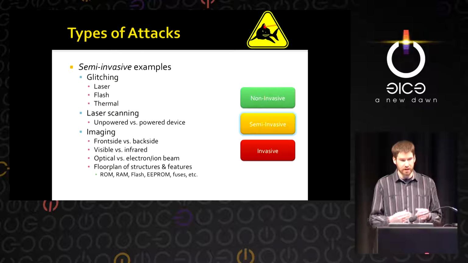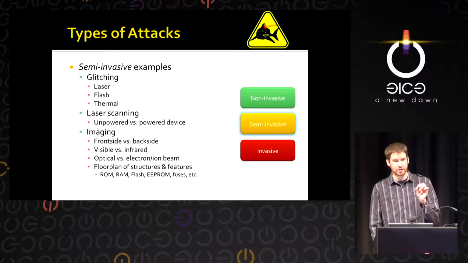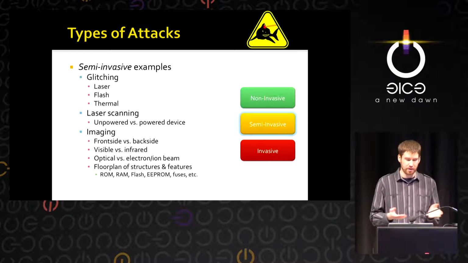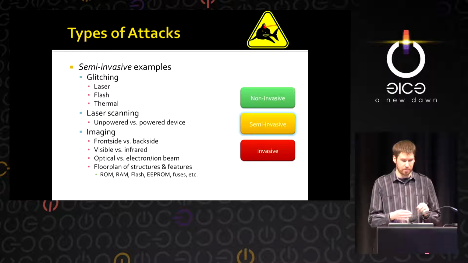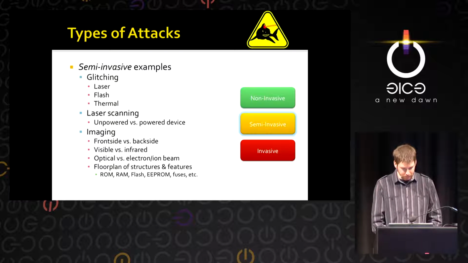So some semi-invasive examples, glitching, you can still glitch semi-invasively. So now you've got access to the chip's surface in some way, so you can use things like laser, flash, like a camera flash, high-intensity light, and thermal glitching, where now you might be able to direct a source of heat at a more precise area, but it could be fairly unreliable, or you'll end up altering bits or transistor gates in a larger area.